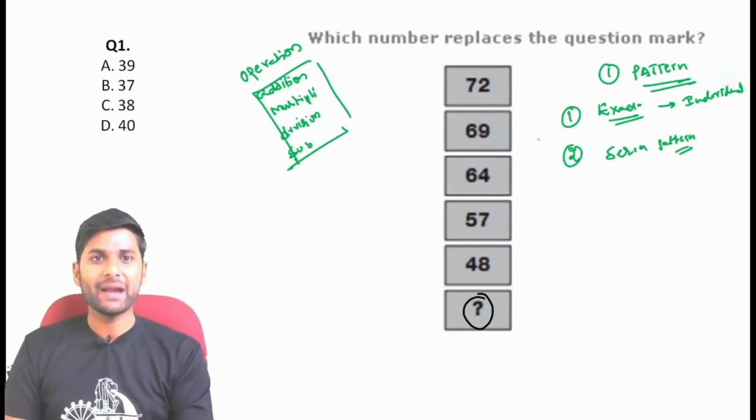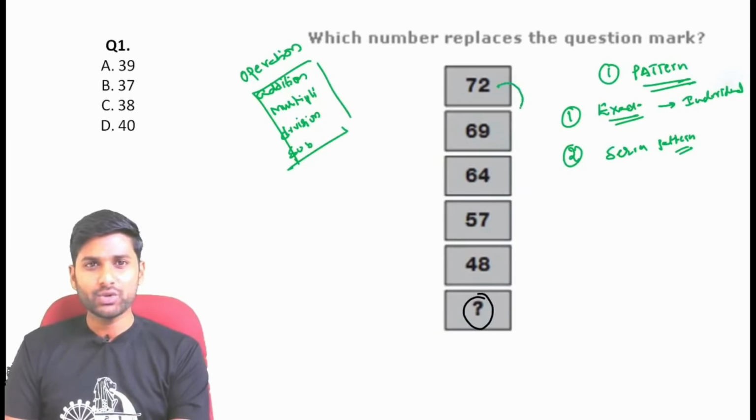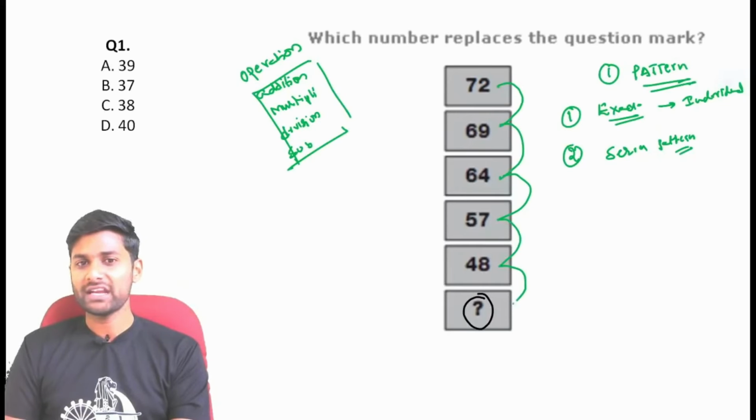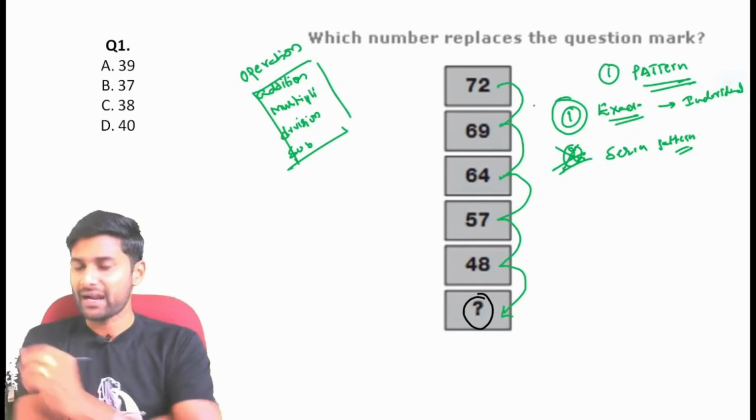For example, series pattern means 72 is interconnected with 69, 69 is interconnected with 64, 64 is interconnected with 57, 57 is interconnected with 48, and 48 is interconnected with the next number. That is the pattern of a series. If you fail to find the series pattern, then you need to identify the exact pattern.